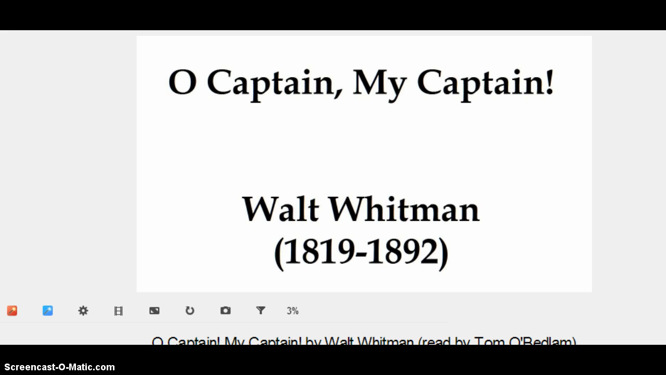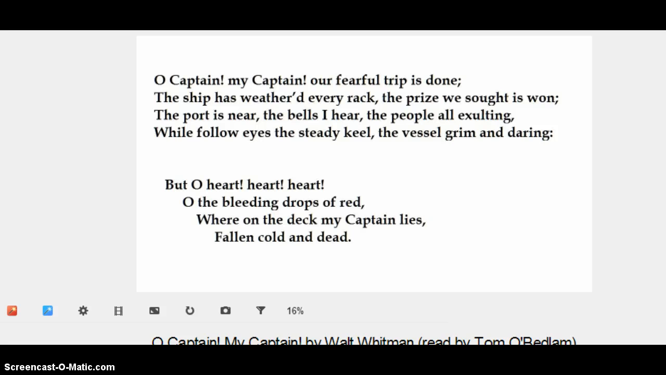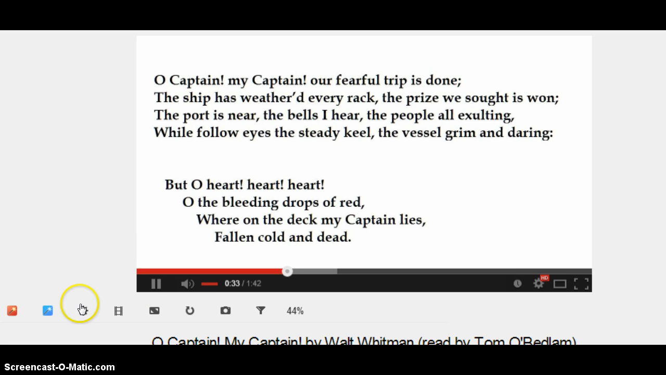Oh Captain, my Captain, by Walt Whitman. Oh Captain, my Captain, our fearful trip is done. The ship has weathered every rack, the prize we sought is won. The port is near, the bells I hear, the people all exulting, while follow eyes the steady keel, the vessel grim and daring. But oh, heart, heart, heart, oh, the bleeding drops of red, where on the deck my captain lies, fallen, cold and dead.